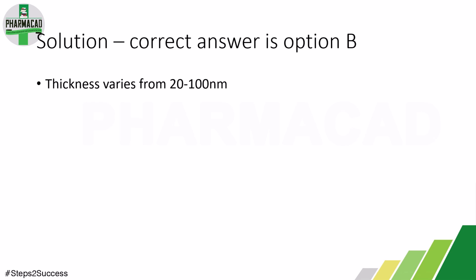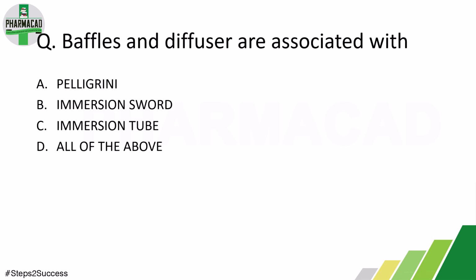Basically, there are certain things where we have to remember the thickness, the diameter, these ranges or values. For example, in dispersion, coarse dispersion, molecular dispersion, we have to remember the range or values of each, because they are very much important for GPAT purpose.